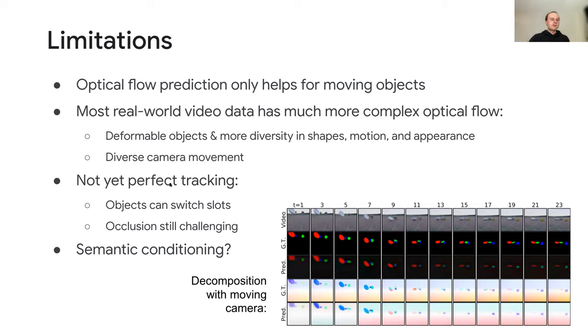And also the tracking is not perfect. With occlusions or challenging objects, objects can switch slots. And also we didn't even look into semantic conditioning here. It's all location cues. So all of these are interesting next steps.